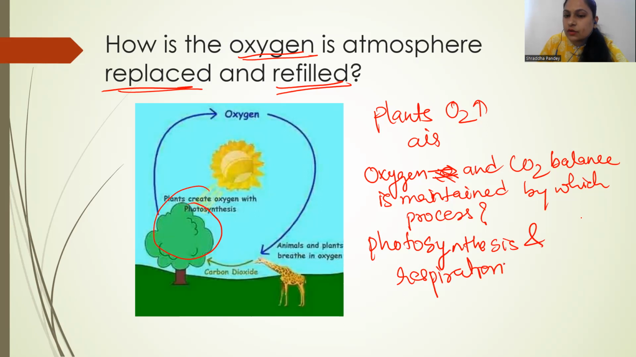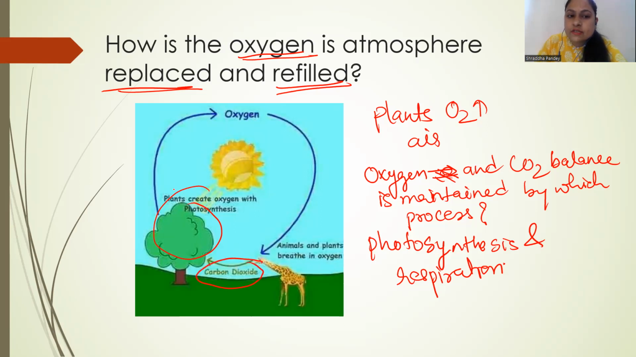So plants also continuously take in CO2. Does CO2 end in the air? Does it get exhausted in the air? No, it is continuously produced. How is it produced? By the animals and also by the plants. They perform respiration, and in the process of respiration, they breathe out CO2. So CO2 is also maintained in the atmosphere, in the air.